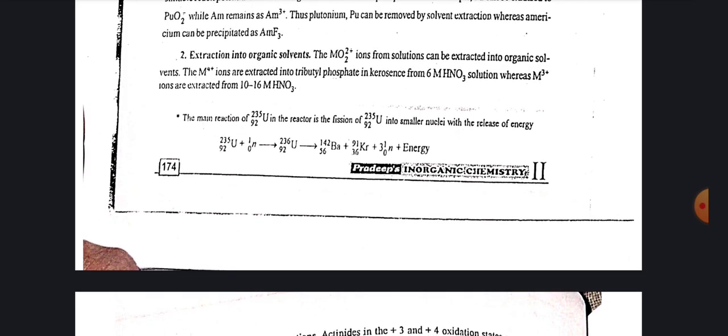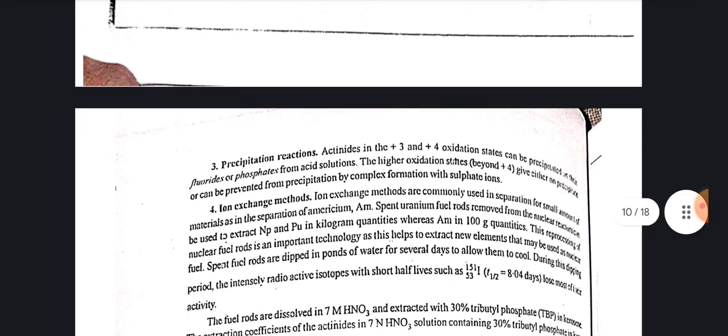Extraction into organic solvents: the MO2+ ions from solutions can be extracted into organic solvents. The M4+ ions are extracted into tributyl phosphate in kerosene from 6M HNO3 solution, whereas M3+ ions are extracted from 10 to 16M HNO3. Precipitation reactions: actinides in +3 and +4 oxidation states can be precipitated as their fluorides or phosphates from acid solutions. The higher oxidation states give either no precipitate or can be prevented from precipitation by complex formation with sulfate ions.